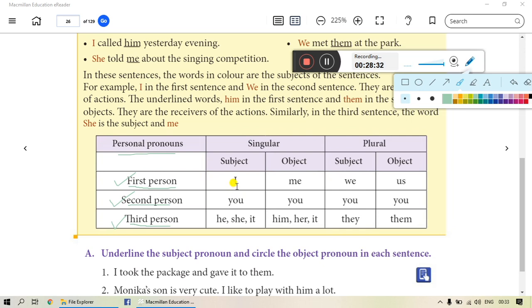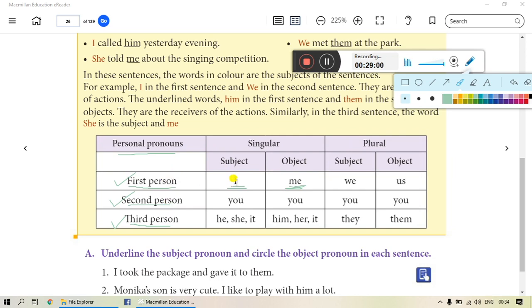Now, first person can be I or me. This table is very important because it tells you that a pronoun can be first person, second person, third person. A pronoun can also be singular or plural. A pronoun can also be subject or object. Okay, so you know first person, second person and third person.